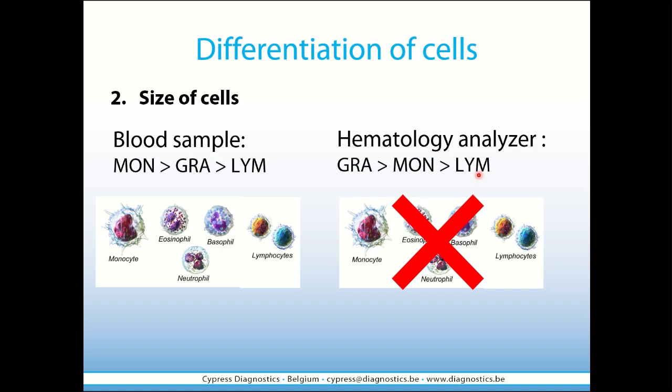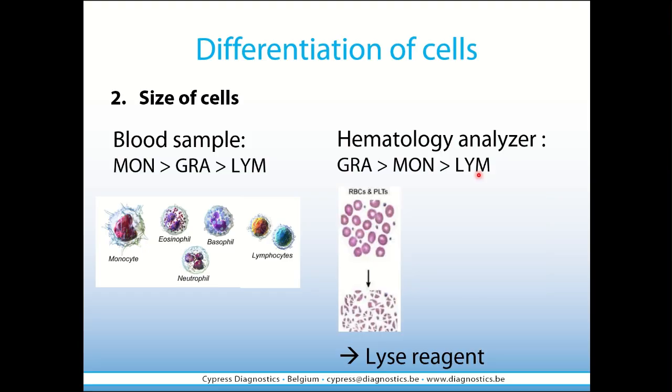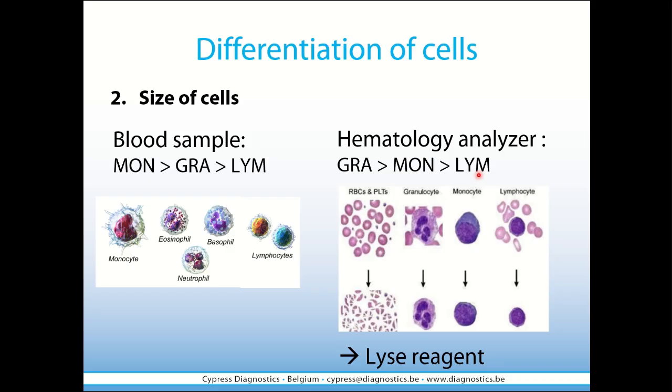We will see that due to the addition of one specific reagent, the red blood cells and platelets will be destroyed and the white blood cells will all be reduced to their nucleus and granules. All of this is caused by the lyse reagent. So red blood cells and platelets are destroyed, and now granulocytes will be bigger than monocytes, bigger than lymphocytes, because the membrane is destroyed and only the nucleus and the granules remain to be sized.